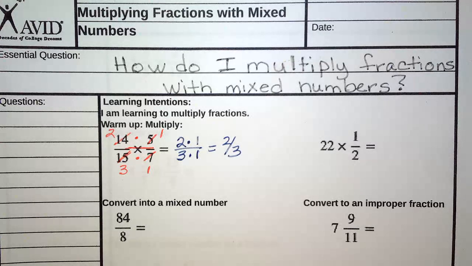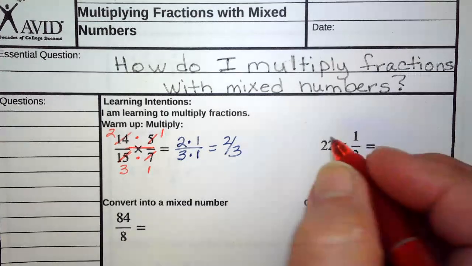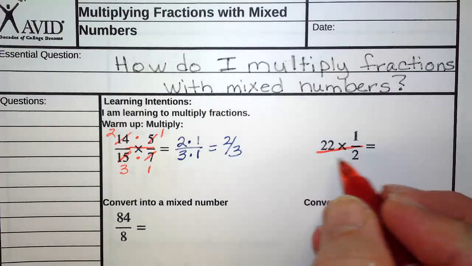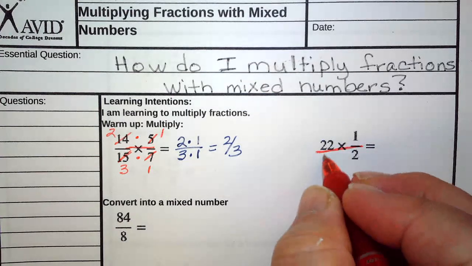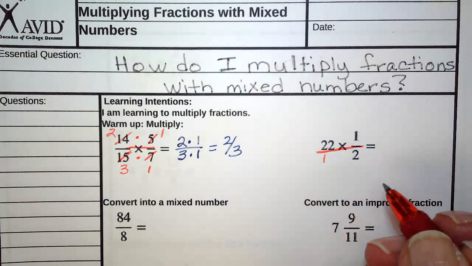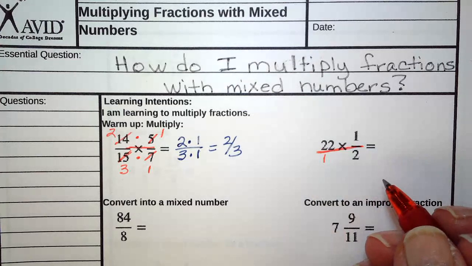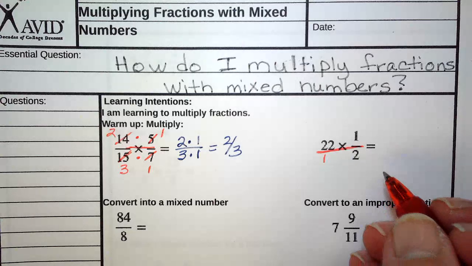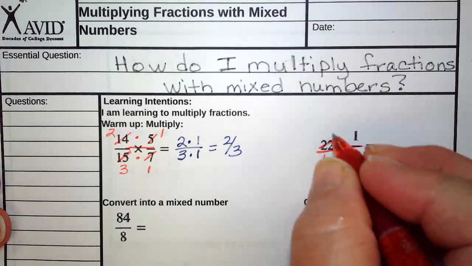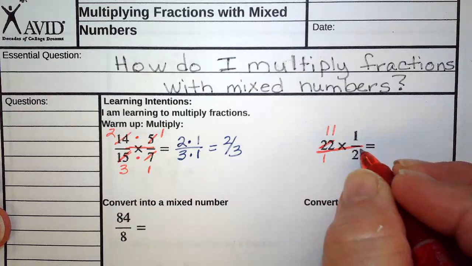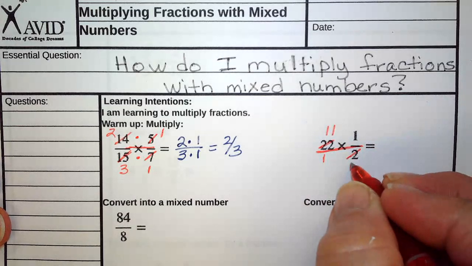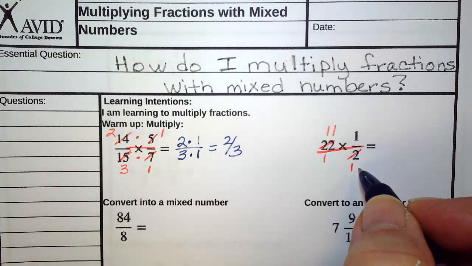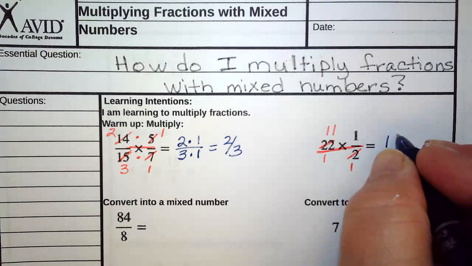When we're multiplying a whole number by a fraction, we are still using that divider, only this would be over 1 here. So I'm looking at 22, I'm looking at 2. They're both even. I can divide out a 2. 22 divided by 2 is 11. 2 divided by 2 is 1. I've got 11 times 1 over 1 times 1, which is simply 11.